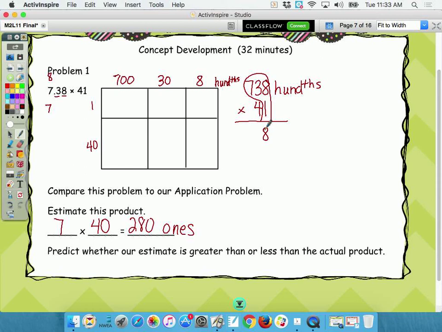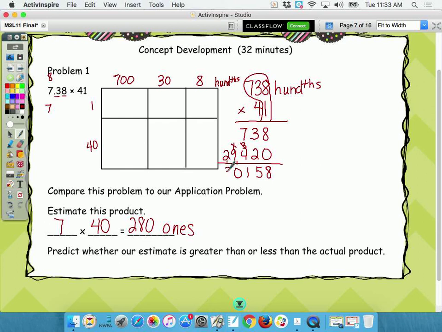And our answer is going to be somewhere near 280. Do you think it's going to be more or less? More. Why do you say more? Less. Because I already did the problem. Well, what would be a good prediction? More. Why? Because we took away the 1 and we took away the 38. Did we round up or down? Down. Okay. Yep, way down. Yep.